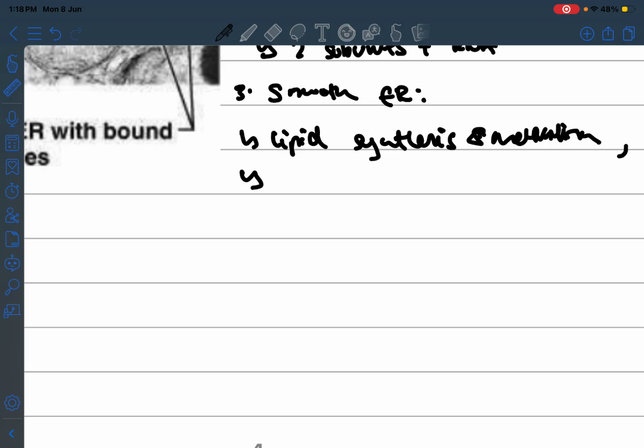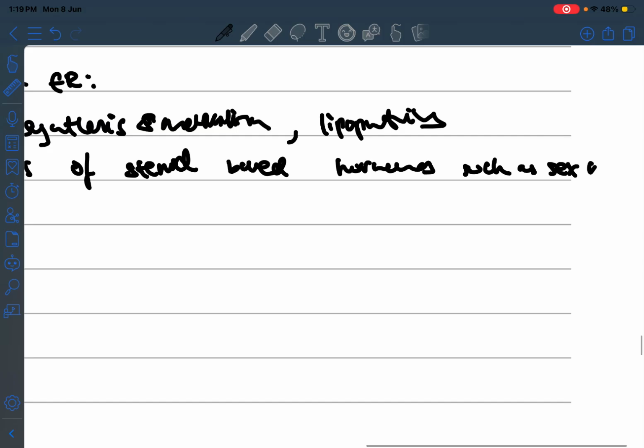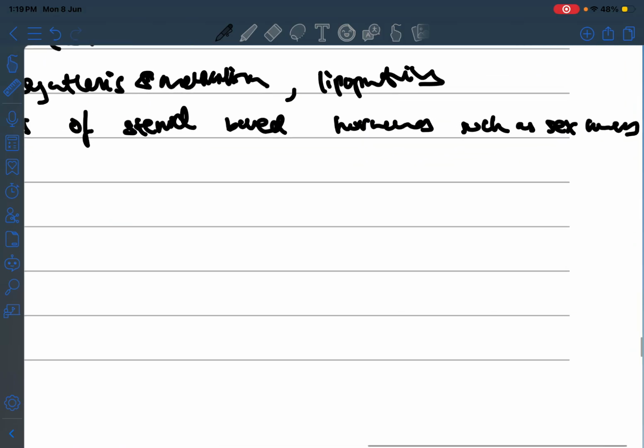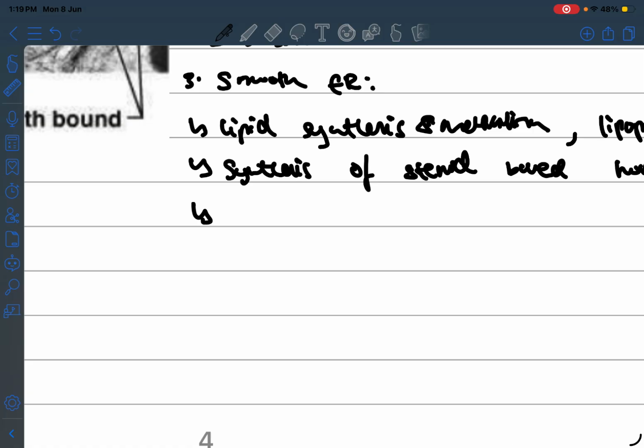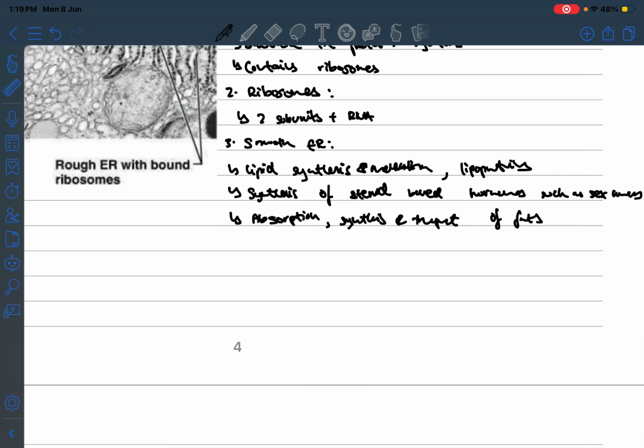Then, secondly, another really important function is the synthesis of steroid-based hormones. Steroid-based hormones as a whole, but an example is sex hormones. So examples of this are your testosterone, your estrogen, and so on and so forth. Next, another function, which is mainly involved in lipids, as you can tell. Another common theme: absorption, synthesis, and transport of fats. And this happens in the intestine, so intestinal cells.